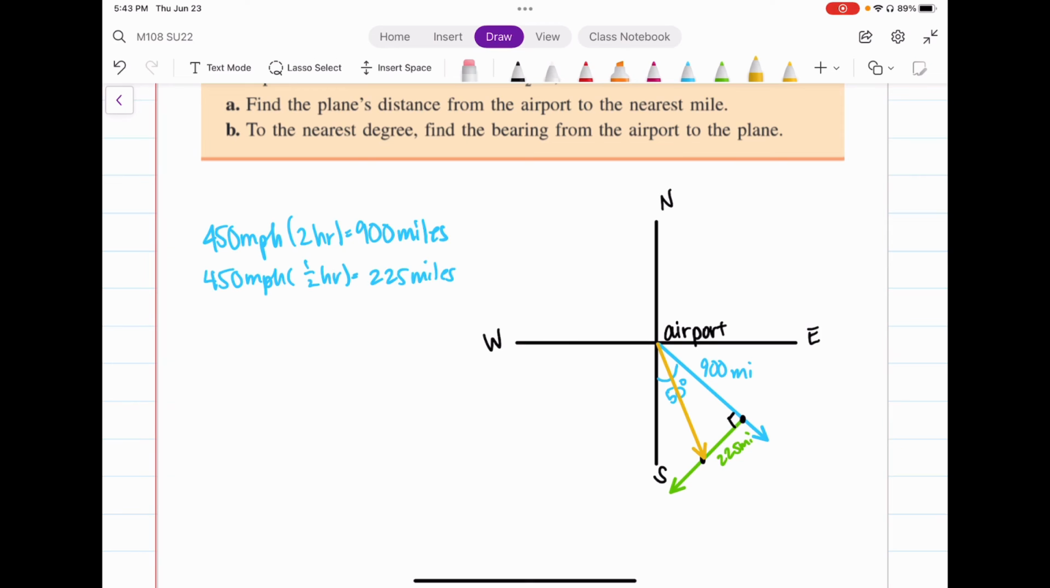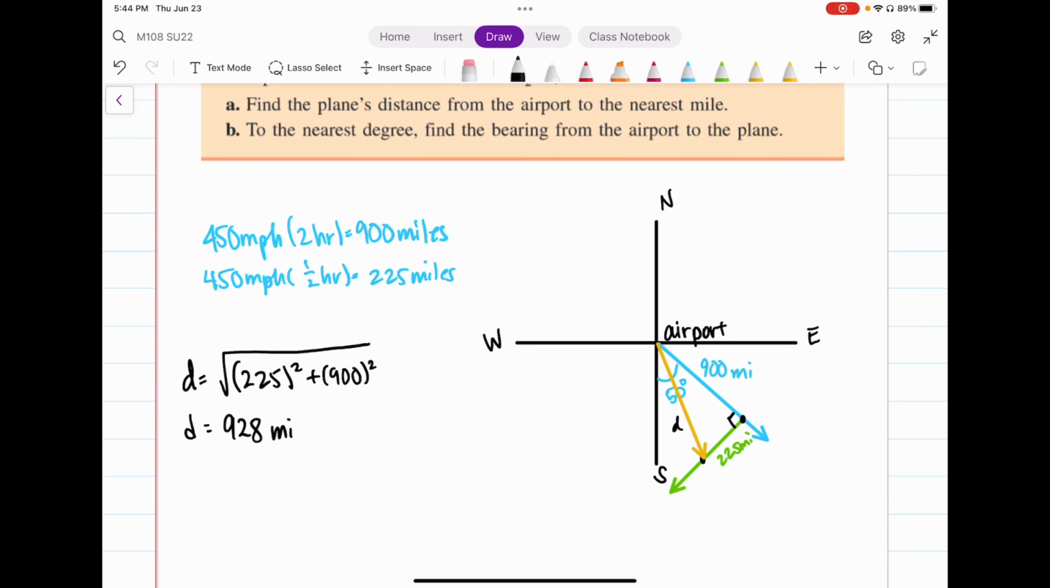In order to find the plane's distance from the airport, we can use that ray as it's the hypotenuse of this triangle. It has sides 225 miles and 900 miles. Using the Pythagorean theorem, we can say that the distance is equal to the square root of 225 squared plus 900 squared, which is roughly 928 miles.